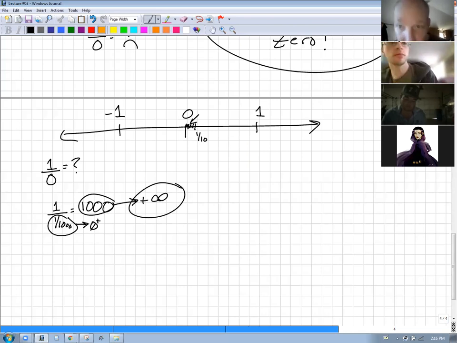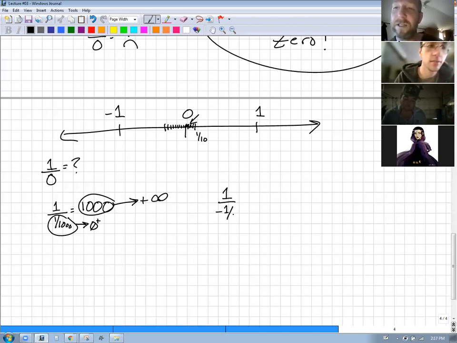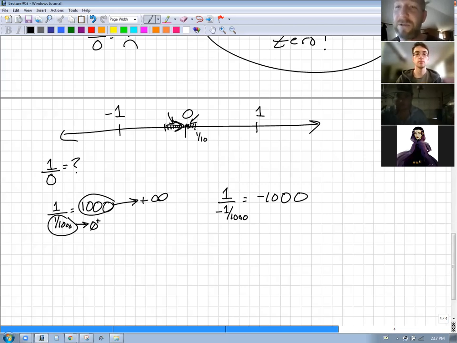Well, what happens if I plug numbers in over here that are closer and closer to 0, but negative? What if I do -1/10? Well, I'm going to get a -10. See, that's a pretty small number, but it's negative. If I do -1/100th, I get a -100. If I do -1/1000th, I get a -1000. So I'm plugging numbers in here that are getting closer and closer to 0 because I want to find out what happens when you get to 0.